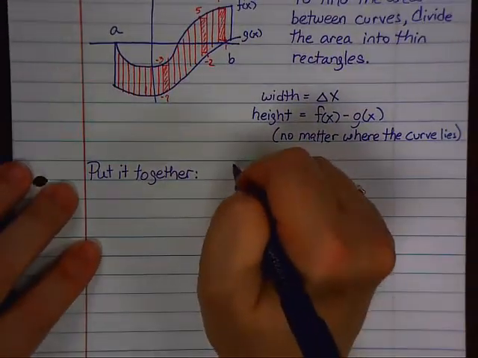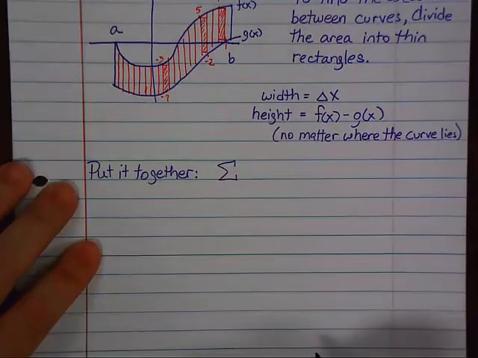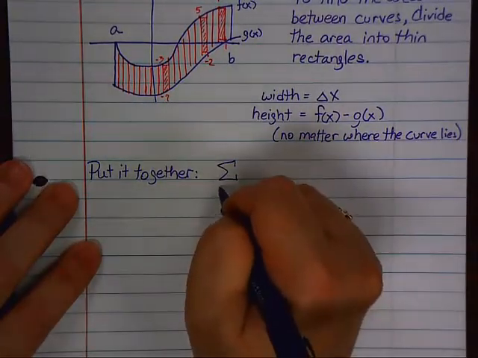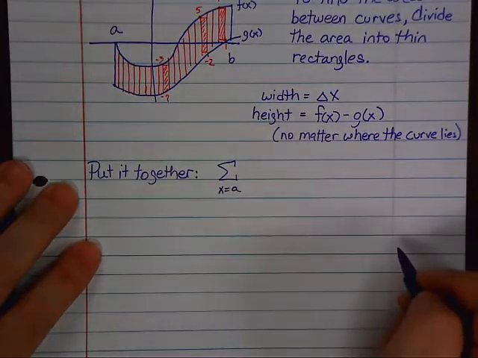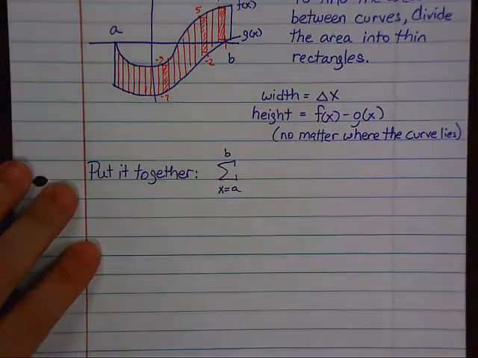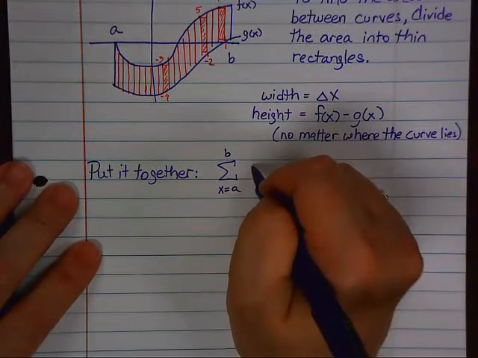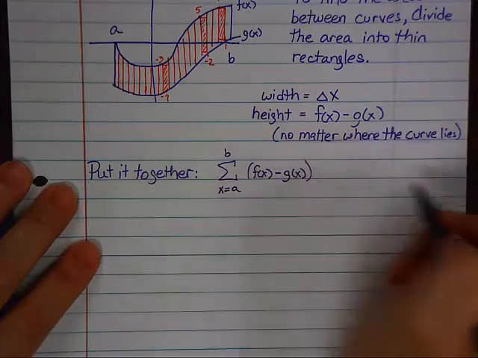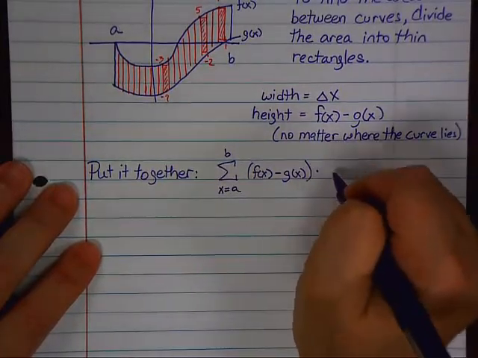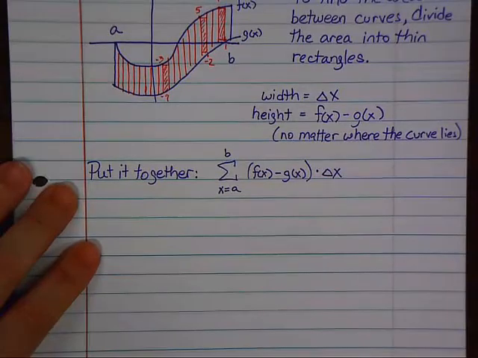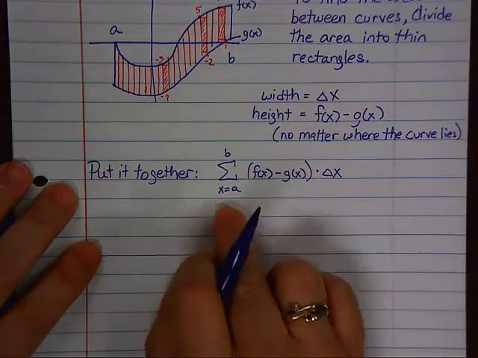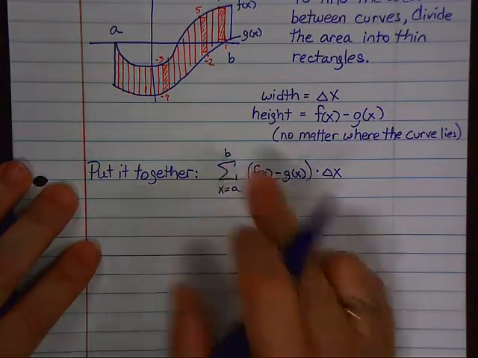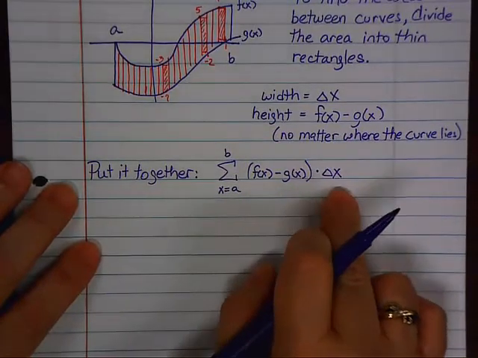We added up all the rectangles, that's a sigma. We started at A, and we stopped at B, and we added up all the areas. So we would say f of x minus g of x for the length times delta x for the width. Okay, so that is the non-calculus way to write down in mathematical terms what we did. Add up all the rectangles from A to B by multiplying their length and width.